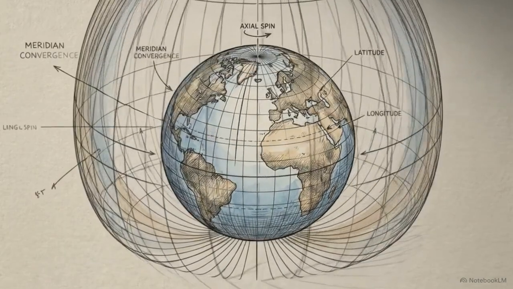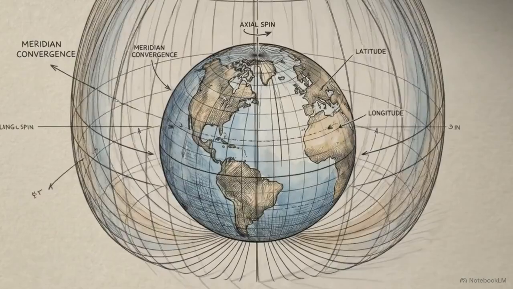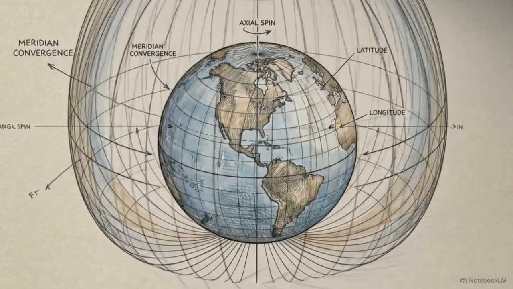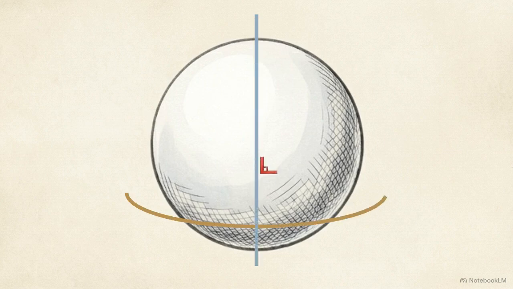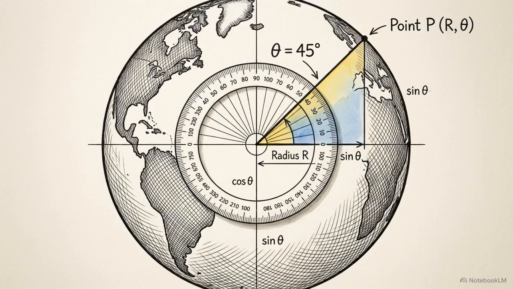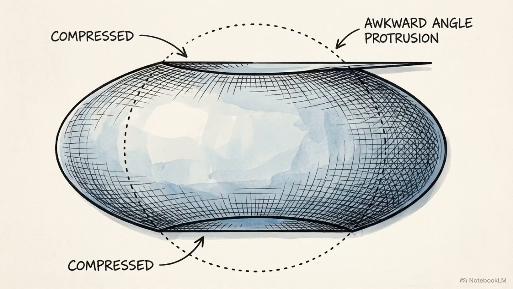Meridians are the vertical lines of this graticule. They are semi-great circles joining the north and south poles. By strict geometric definition, every single meridian intersects the equator at exactly 90 degrees. If the Earth were a perfect sphere, defining the angle of latitude from the equator would be straightforward. But the physical compression at the poles creates a mathematical anomaly.